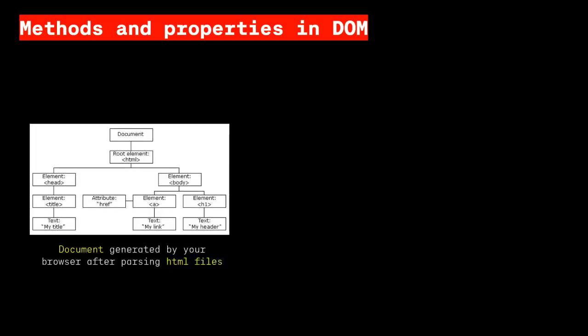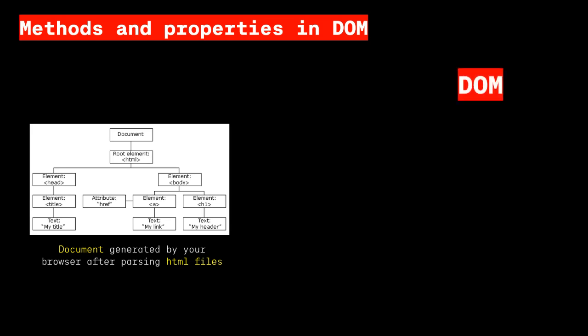Now we will talk about something called methods and properties. You will get more clarity on what exactly is DOM in this slide. Please catch up with me, I'm going to go very slow over here. The document is generated by your HTML file. So that's what we spoke about, right? Your browser will take in the HTML file and it will generate the document.